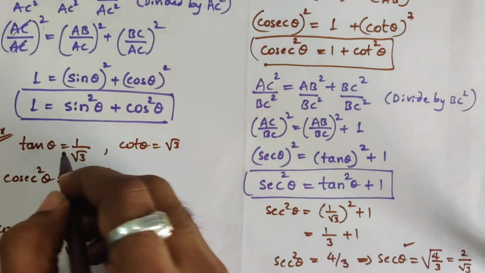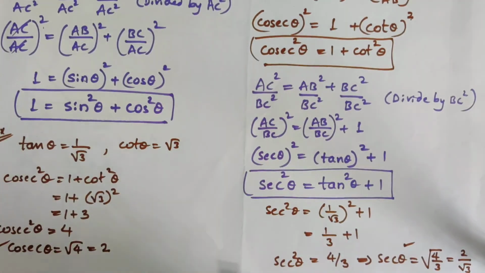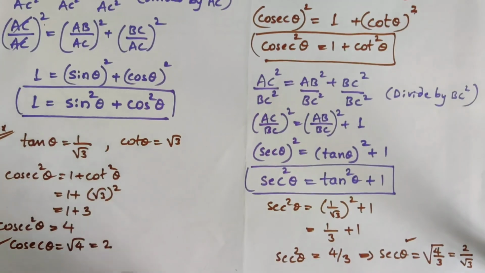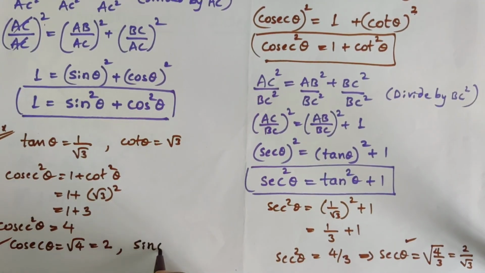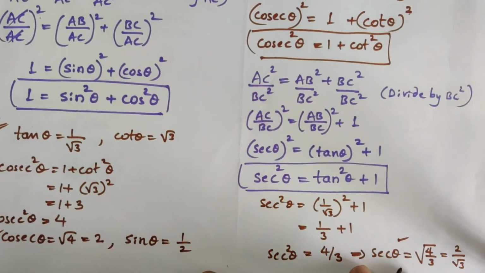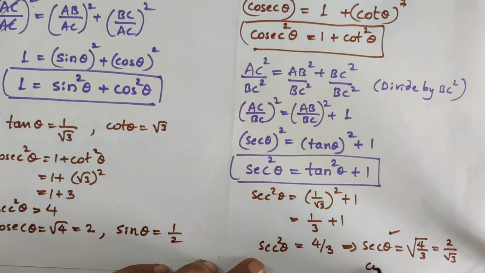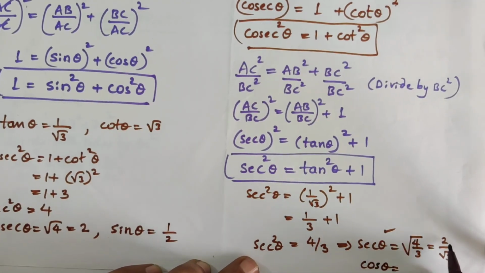If you know tan theta, you found cot, and you found sec, and you found cosec. See here itself, if you know cosec, you can write sin theta. So sin theta is reciprocal of cosec, which is 1 by 2. If cosec is 2, sin will be 1 by 2. Same way here, we found sec theta. If you know sec theta, cos theta is reciprocal of sec theta. If sec theta is 2 by root 3, cos theta should be root 3 by 2.